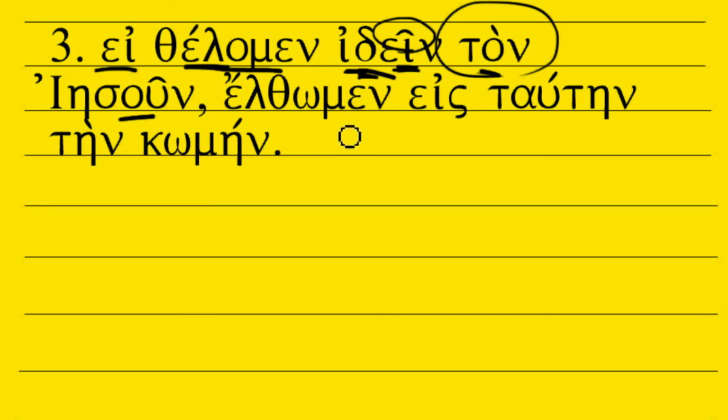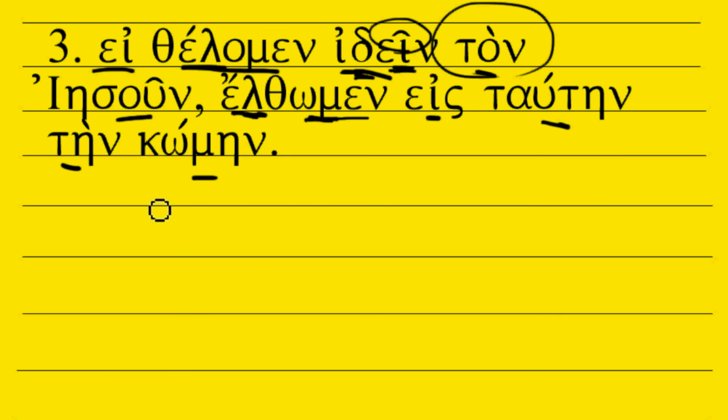If we wish to see Jesus, elthomen, notice this is subjunctive, it's the hortatory subjunctive, first person plural, on the second aorist stem. So we have elthomen, let us come, or let us go, more likely eis, into tauten, this, ten, the, komen, village. So you can see this one is actually fairly straightforward compared to the other ones. If we wish to see Jesus, let us go, or come, eis ten komen tauten, into this village.